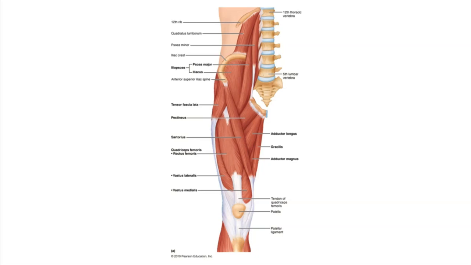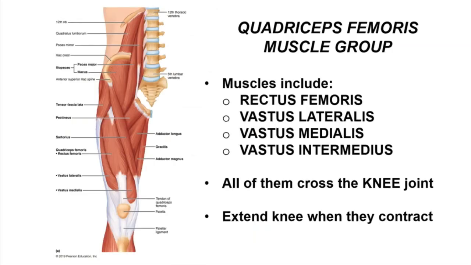Okay, so let's finish up the muscles of the thigh by looking at the quadriceps femoris muscle group. So this is our last major muscle group for the thigh. It's located on the anterior thigh. As the name quadriceps implies, there are 4 muscles within this group, and these muscles are the rectus femoris, the vastus lateralis, the vastus medialis, and the vastus intermedius.